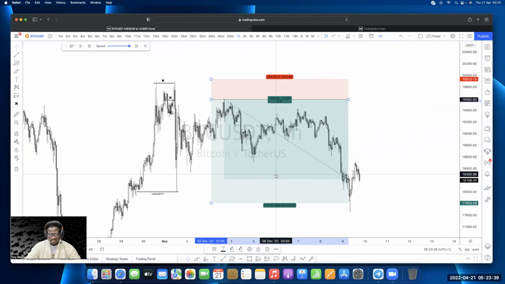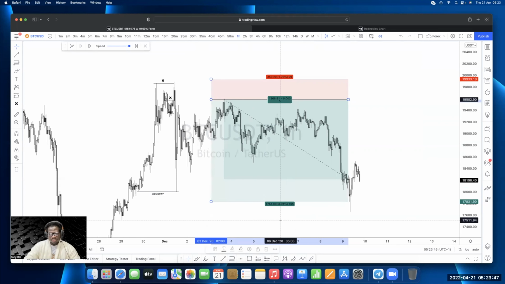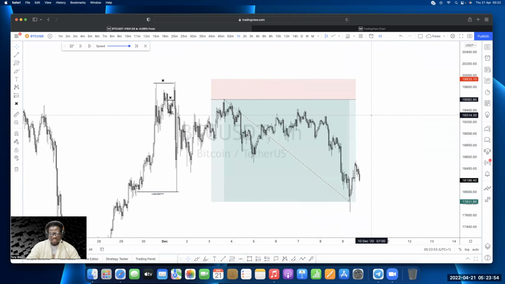17,831.90. As you can see, this hits TP of 1 to 5. So my Bitcoin trade actually hits target. That was amazing, right? After learning smart money and all, I decided to try it on Bitcoin again.